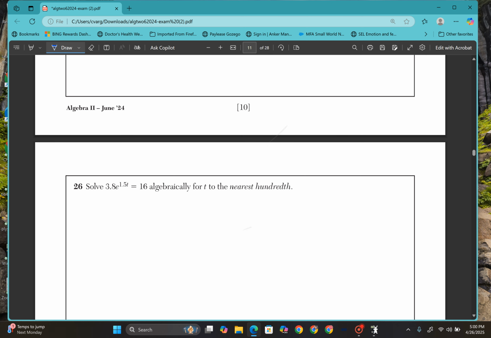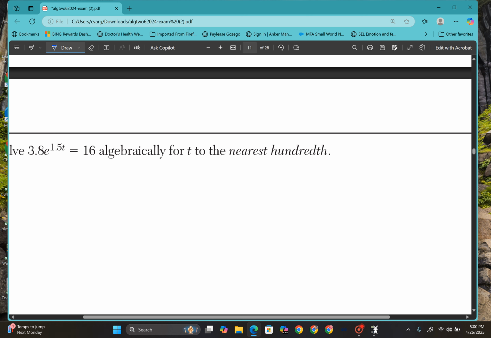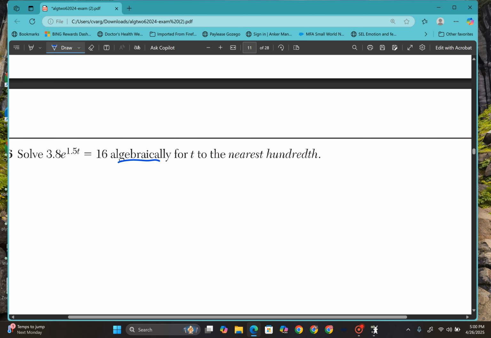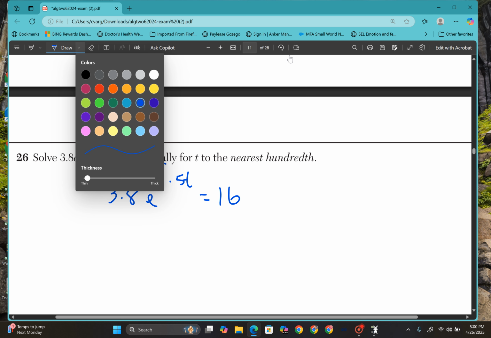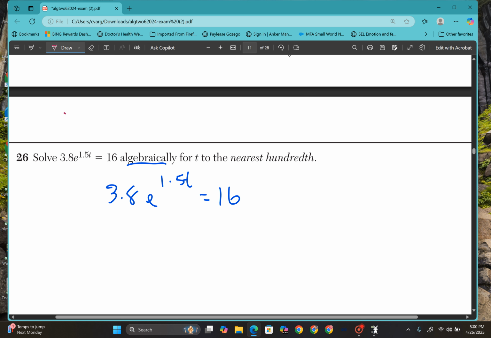Question 26. It says solve algebraically. You can do this on the calculator, but you would not get full points for this. You would have to do it algebraically to get full points. For the first thing we see, it's 3.8 e to the 1.5t is equal to 16. The first thing, like I told you as I taught this, is you have to get the weird thing by itself. The weird thing here is e to the 1.5t. So get rid of the 3.8 by dividing both sides by 3.8.